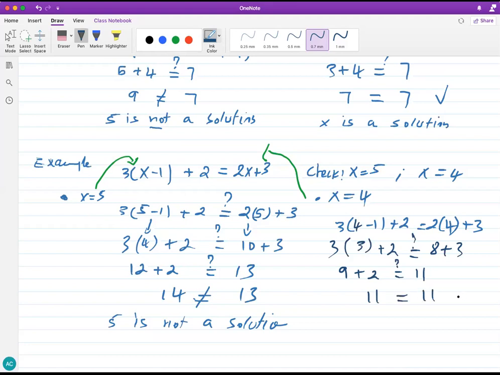And 11, as you can see, that checks. No need for that question mark now because this is a true statement. So no need to question it. It's a fact, and that works. For this one here, it did not work. It's not a solution, but this one works. So this is not a solution, but this one here is a solution, so you can say it checks. So finally, you say x = 4 is a solution.